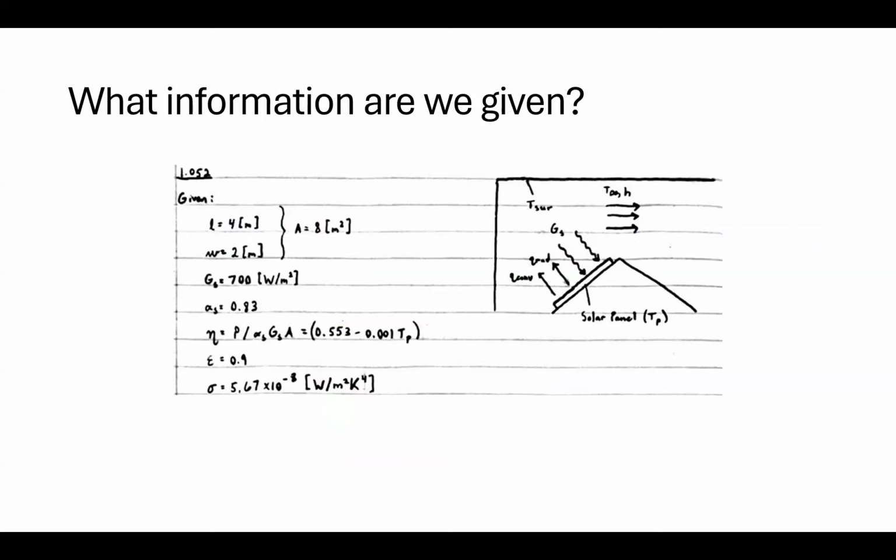So writing down all that was given in the problem, we have our length and width, which together we can use to find the area of the solar panel. We have the constant solar flux, we have the absorptivity, we have this efficiency of electric power generation, which again is a function of the panel temperature. We have the emissivity, and of course, we have the Stefan-Boltzmann constant, which will be important when we calculate the rate of radiation heat transfer.